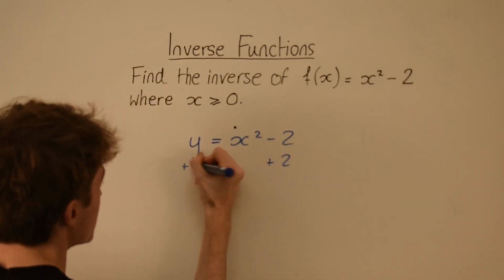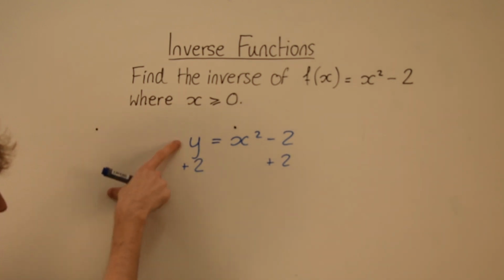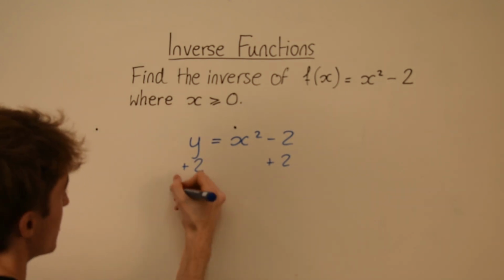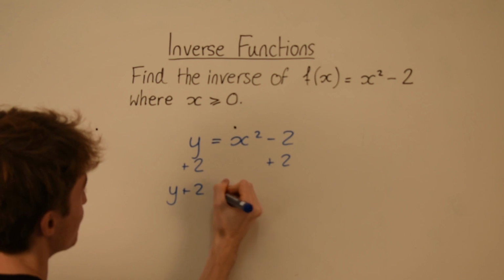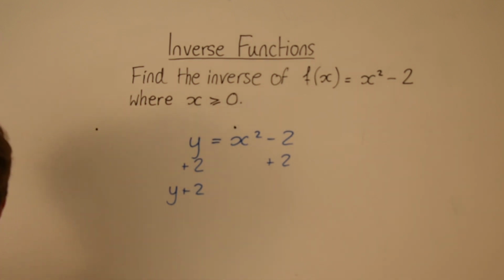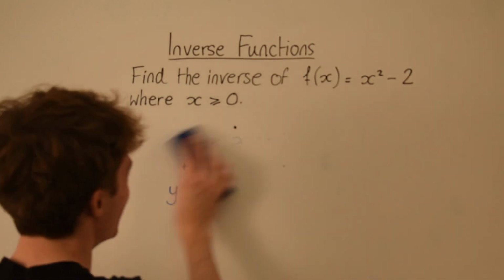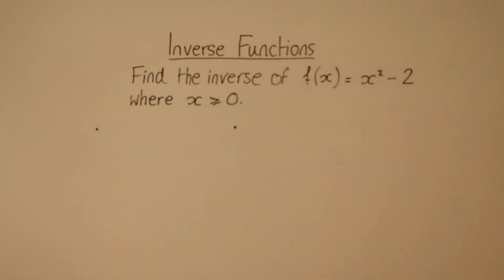So if we add 2 to both sides of the formula, the left-hand side is going to be y plus 2, which is just y plus 2. Is it? No. Yeah, well, I mean, it's definitely going to be 1 plus 2.